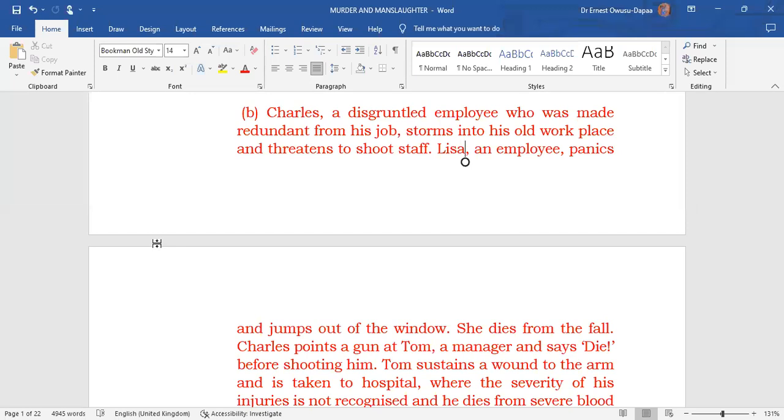I'm looking at the first one. I think there are two issues here. Whether Charles has caused the death of Lisa, and whether Charles is guilty of murder with regard to the death of Lisa, and is guilty of murder with regard to Tom. So we take the first.